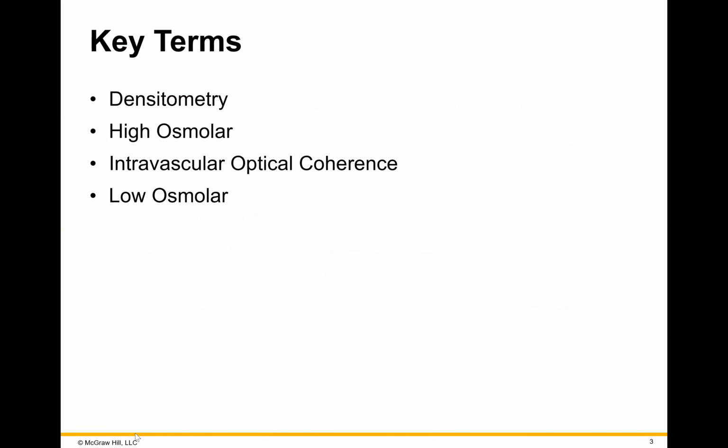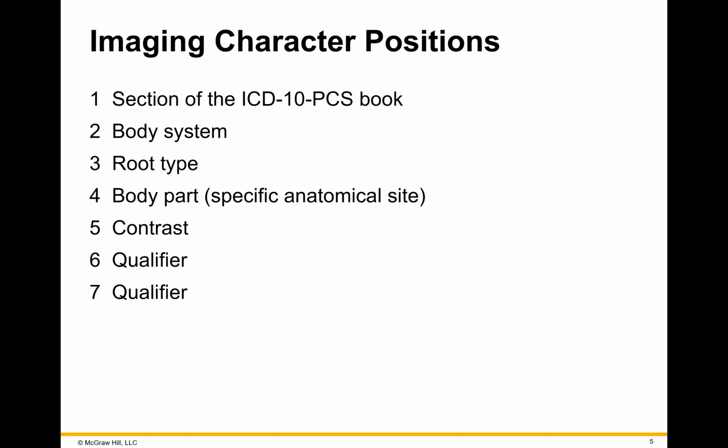Some of these you may need to go back and review. Osmolar, intravascular optical coherence, all these other different types of things, but they're pretty straightforward. And if you want to succeed in coding, always have an available and up-to-date medical dictionary. There are, in fact, new terms that come out from time to time. And again, there's a whole section in the book.